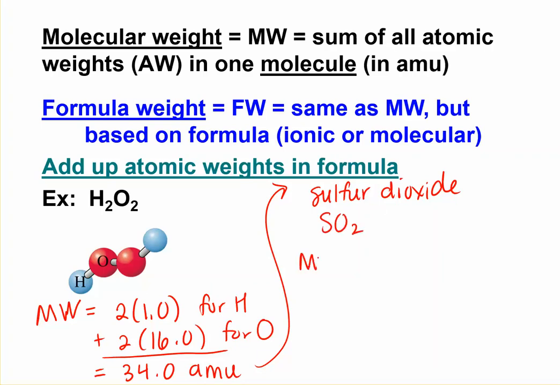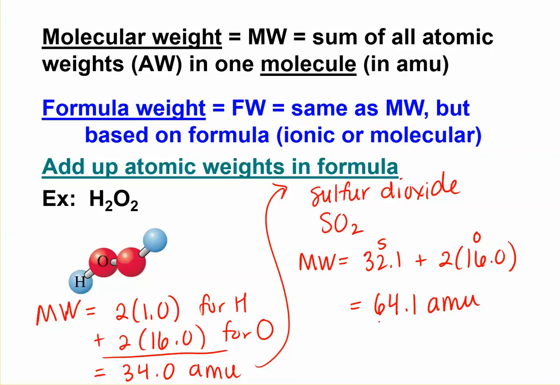To get the molecular weight, I'm going to look on the periodic table. This is sulfur plus 2 times 16 for oxygen, which gives 64.1 AMU. So that's the mass of 1 molecule.